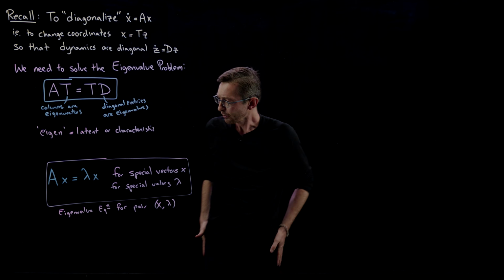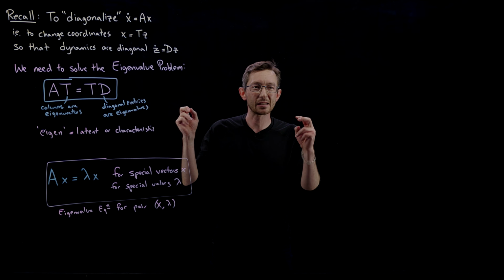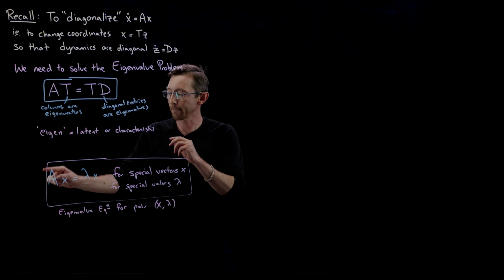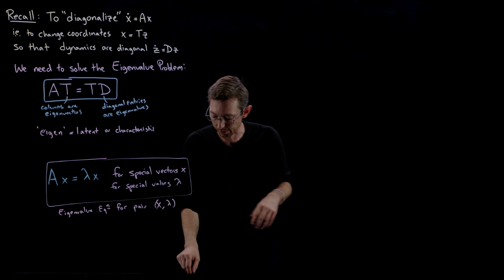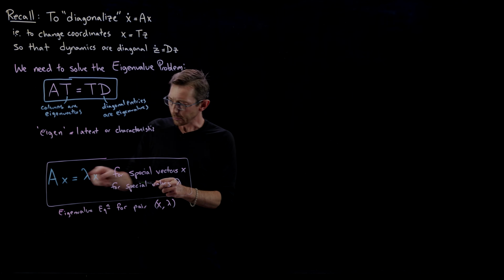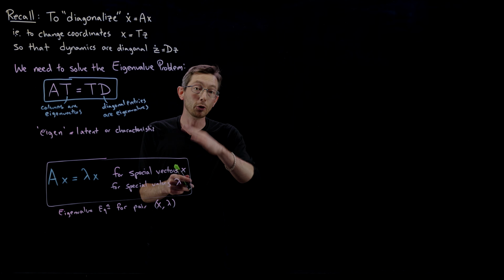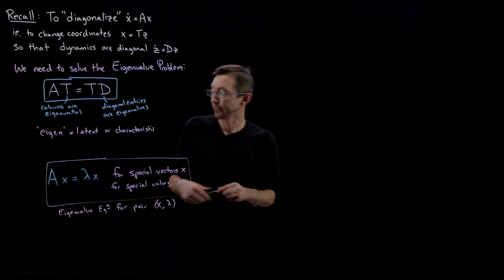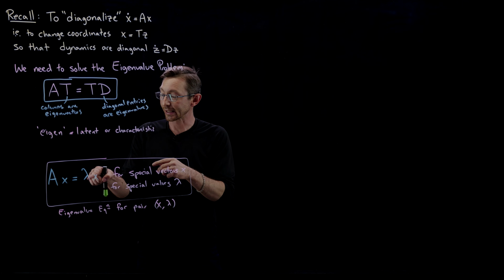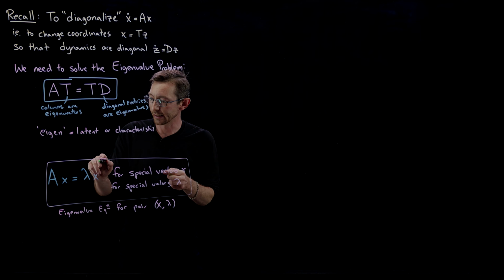Now, what I want you to notice here is that my definition of special is pretty easy to understand. What I mean by special is that there are special vectors x that when I multiply them by this matrix A, the direction of x doesn't change, it just gets scaled up or down by lambda.